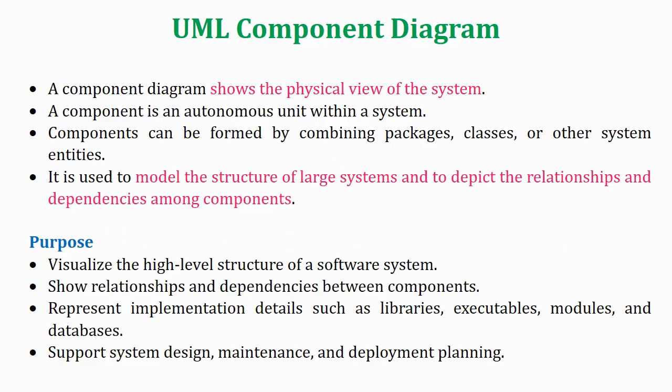What is the component diagram? The component diagram is a diagram which shows the physical view of the system. The component is an autonomous unit within the system. It is used to model the structure of a larger system and to depict the relationship and dependency among the components.